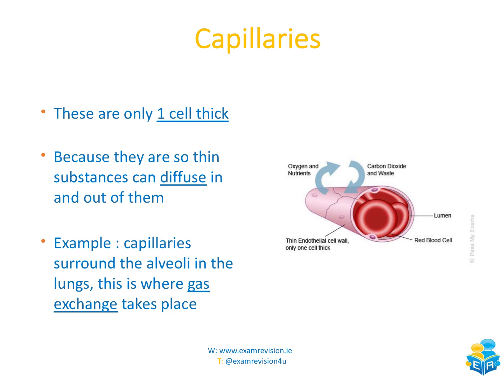Now, we've looked at veins, we've looked at arteries. The last blood vessel we have to look at here is our capillaries. So capillaries are only 1 cell thick, so they're really, really thin. And because they are so thin, substances can diffuse in and out of them. So what do we mean by diffusion?